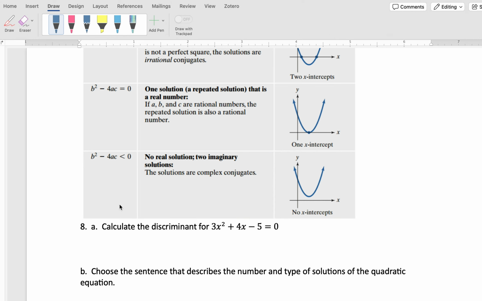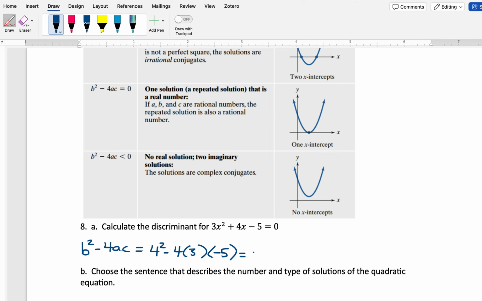So what we're going to do is calculate the discriminant, and in order to do that, we're going to calculate our b squared minus 4 times a times c. So b for this is 4, a is 3, and c is negative 5.